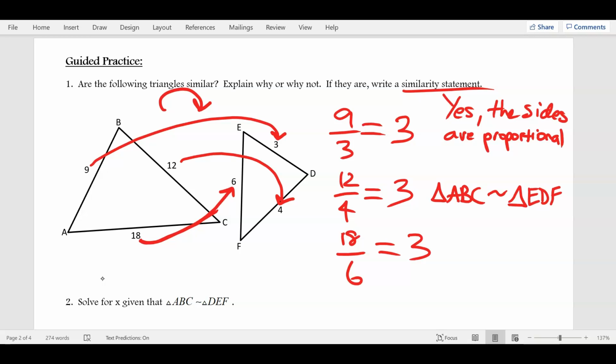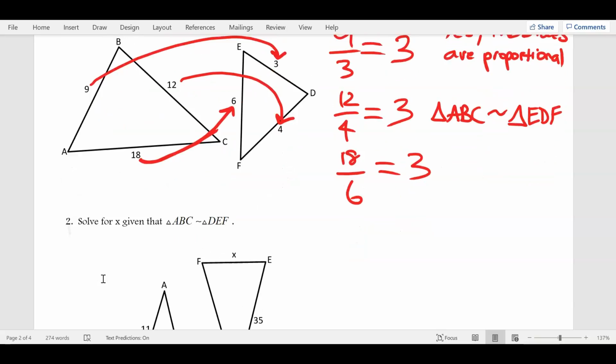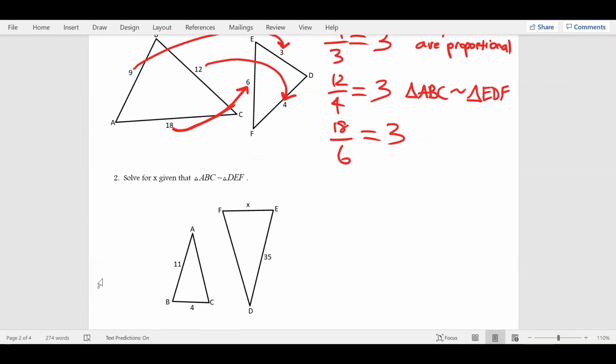All right, so these next ones we're going to kind of breeze through. What do you think happened on number 2 to this triangle? It's a different orientation, right? So this actually has been rotated. This is another rotation. Cool. So what does 11 match up with? X or 35? 35. So 11 goes to 35. And then 4 goes to X, right? You with me? Put the phones away.